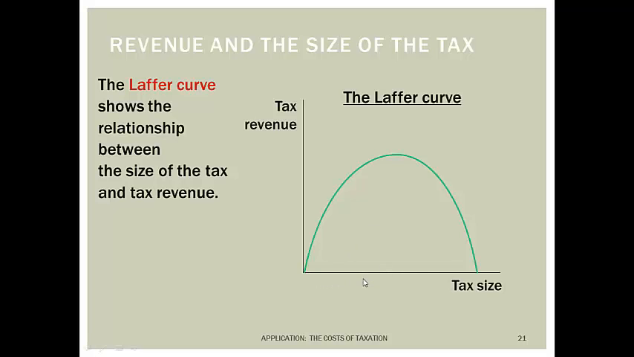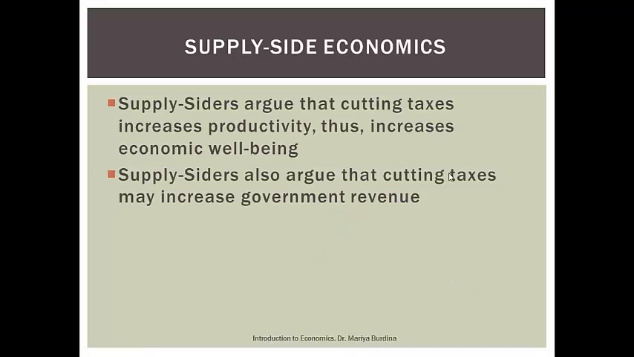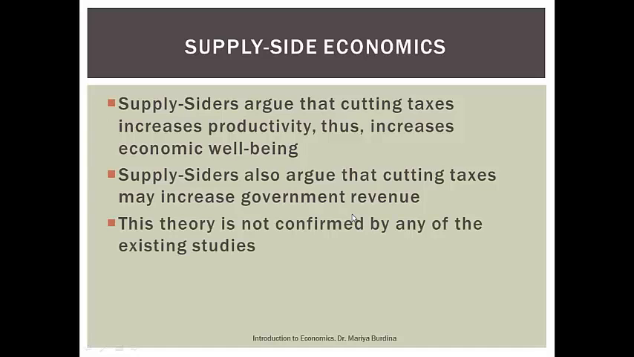Some economists believe we can still raise taxes and increase tax revenue, and some believe that we can decrease taxes and raise tax revenue. Those who believe that a decrease in current taxes will increase the revenue are called supply side economists. They argue that cutting taxes will increase productivity and increase economic well-being. So cutting taxes may increase government revenue. So far, this theory has not been confirmed by any of the existing studies.